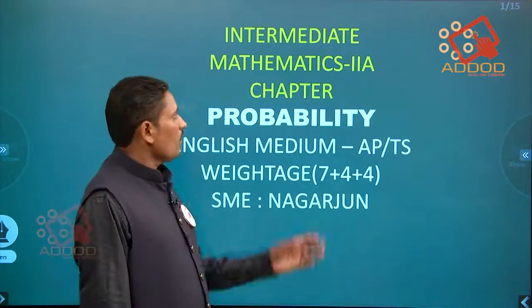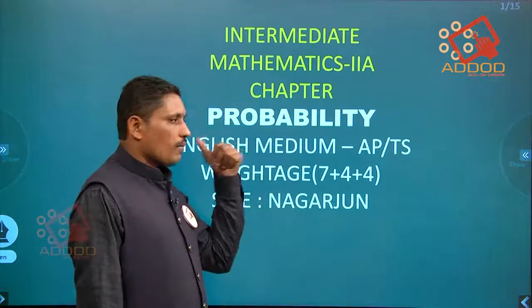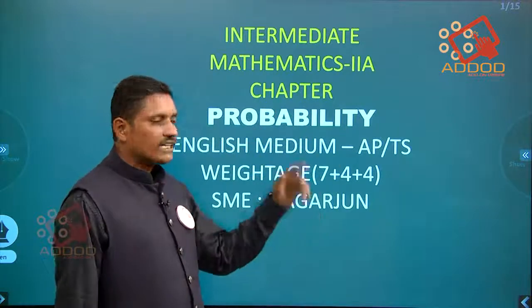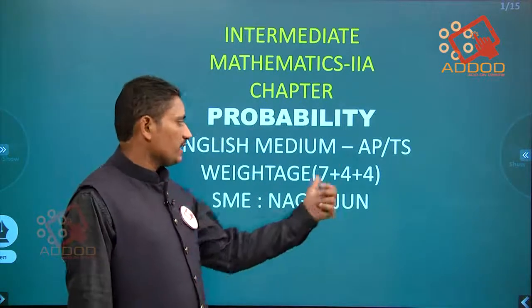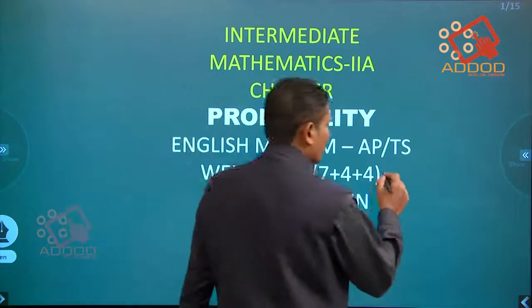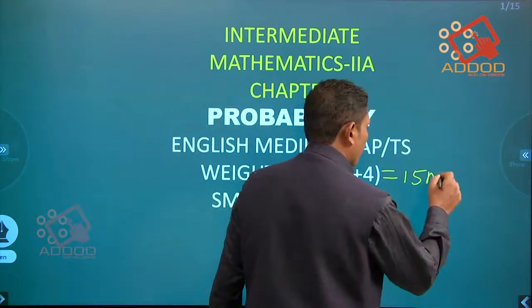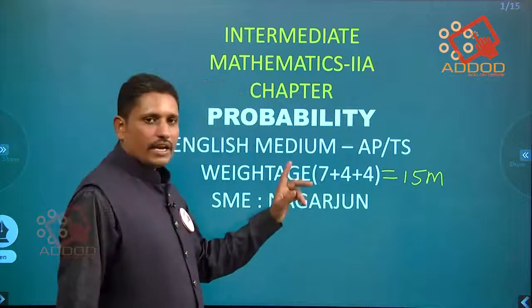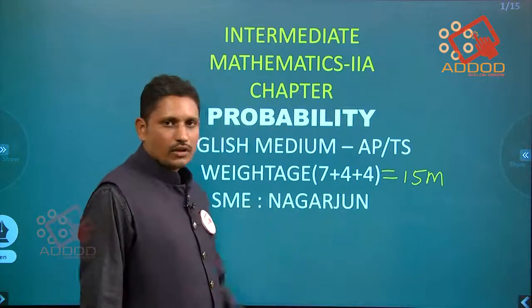Today we are discussing Mathematics 2A topic probability. That is for both states AP and TS. The total weightage of this chapter is 15 marks. In that, one LAQ, one SAQ, another one also SAQ.